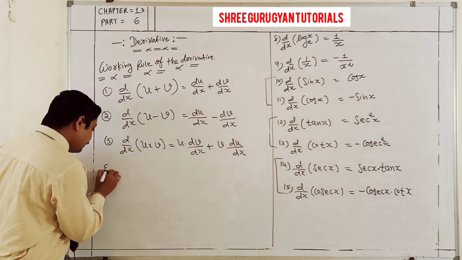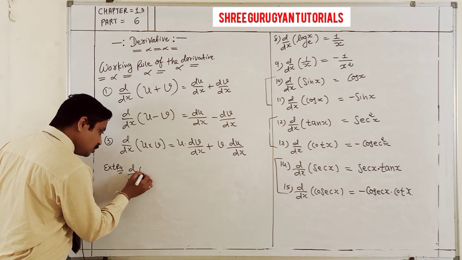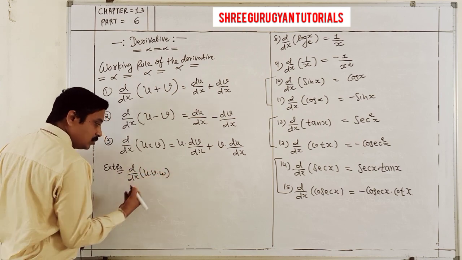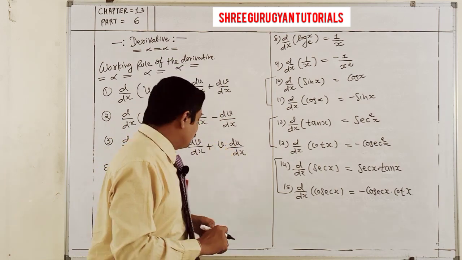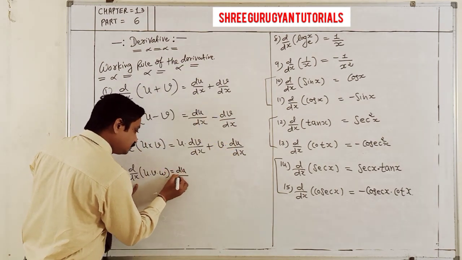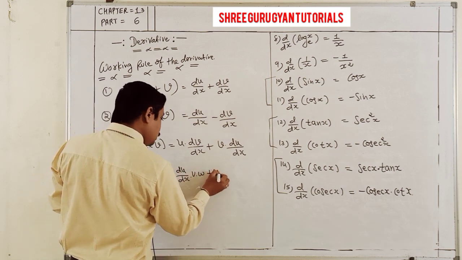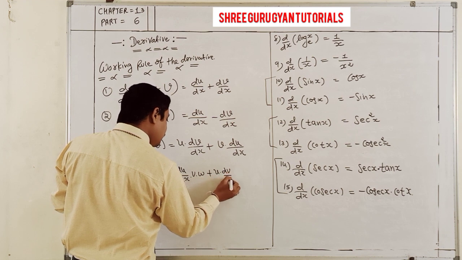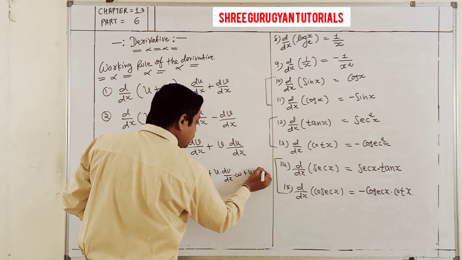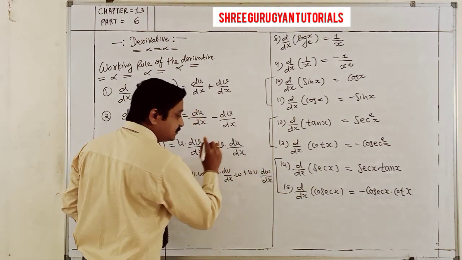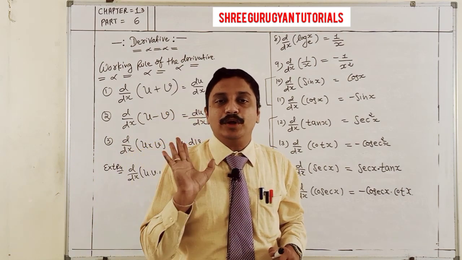Sometimes it is given for three terms u, v, w. Then you also write the product rule in three ways. First of all, u derivative, v w same. Secondly, u same, v derivative, w same. And last, u same, v same, but w derivative. These are the three ways of our product rule, simple.